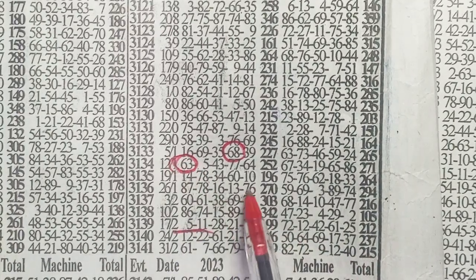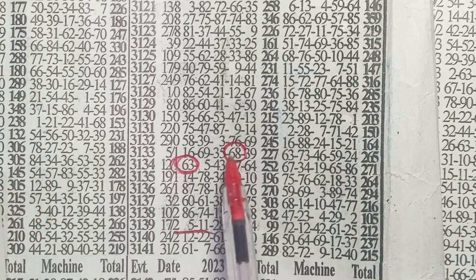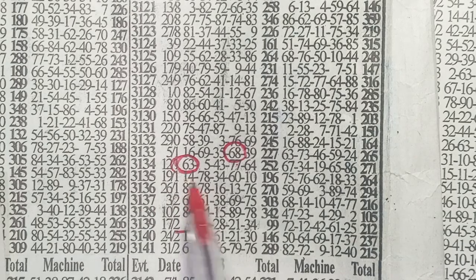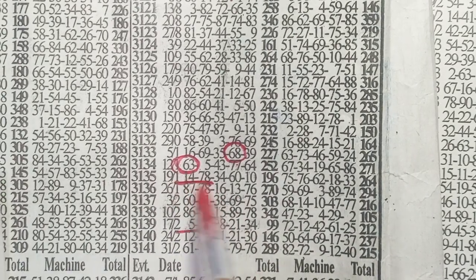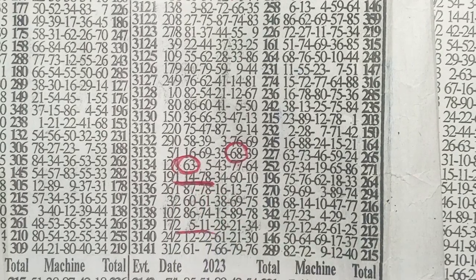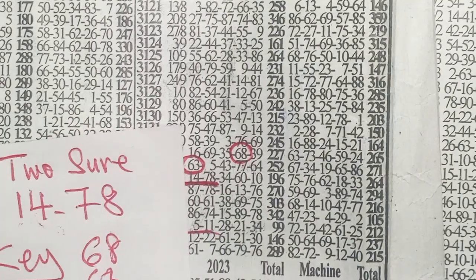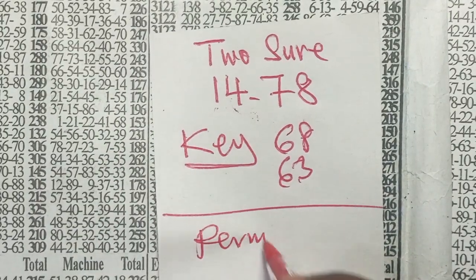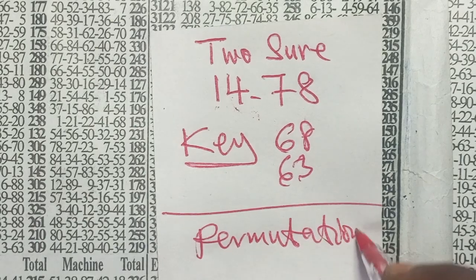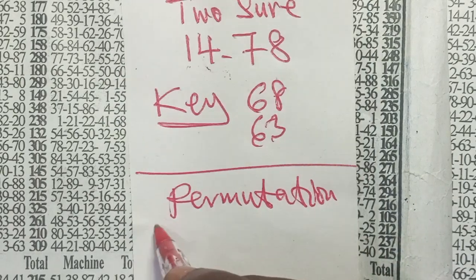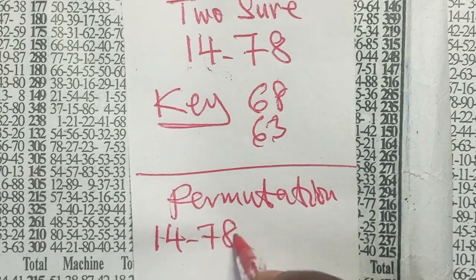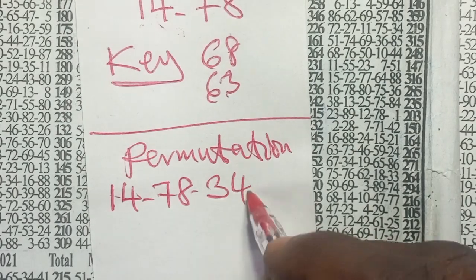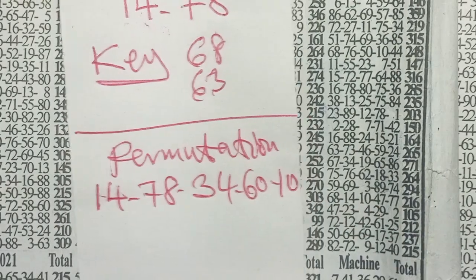It is a very simple sequence strategy. So this is the two. Normally when 68 drops and the next result drops 63 for all 590 lottery, you have to stay with your two direct 1478. All right. You just have to try your luck on the set of numbers 1478. So the permutation numbers will be 1478, then also the numbers 34, 60, and 10.